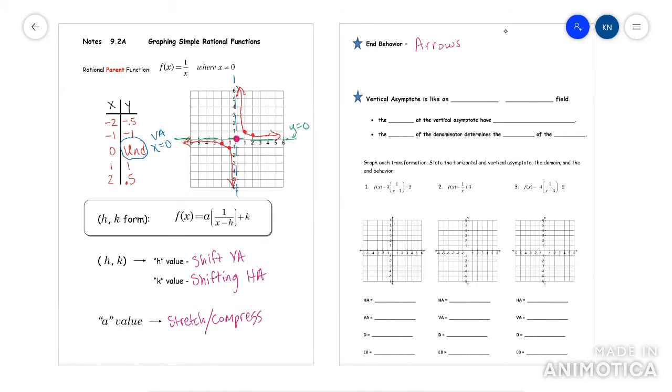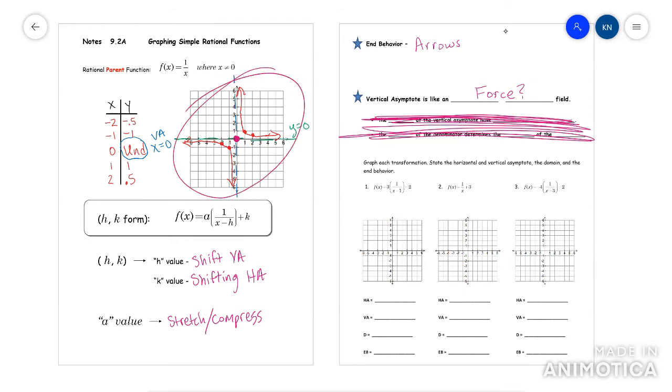I don't know what they're trying to get at here with vertical asymptotes, like a force field. I don't know. The blank at the vertical asymptote has blank. The blank of the denominator determines the blank of the blank. Guys, you don't need to know all these things, all right? You need to know the basics, which is you need to know the shape of the graph. It looks like that. You need to know that there's VAs and HAs that'll break up the line into multiple pieces. And if you know those things, you're probably good to go.